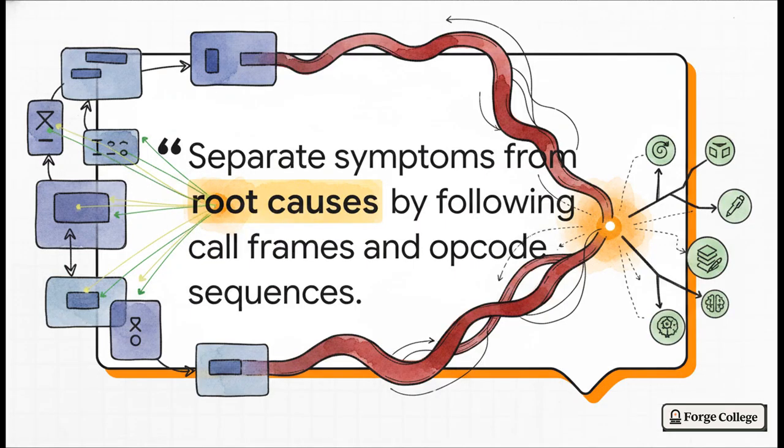Now, if you only take one thing away from our investigation today, let it be this golden rule of thumb. Separate symptoms from root causes by following call frames and opcode sequences to see whether cost accumulates from repeated calls, persistent writes, or heavy computation. That right there summarizes the entire investigative mindset you need for effective EVM analysis. Don't just stare at the high gas bill. Follow the opcodes to find out exactly why the bill is so high in the first place.